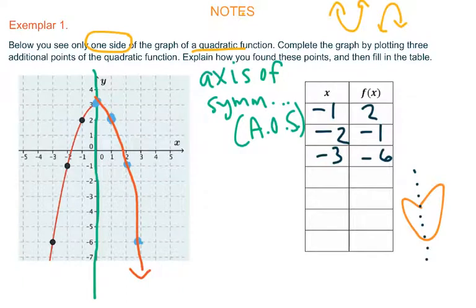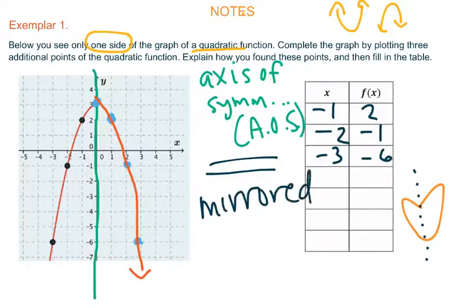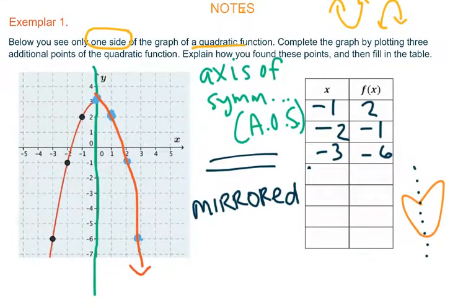So we've completed this graph by plotting these 3 extra points. Explain how we found these points and then fill in our table. So how do we find these points? Well, we simply used our axis of symmetry and we mirrored those values on the opposite side of that line of symmetry. So now we're going to put those values in our table.